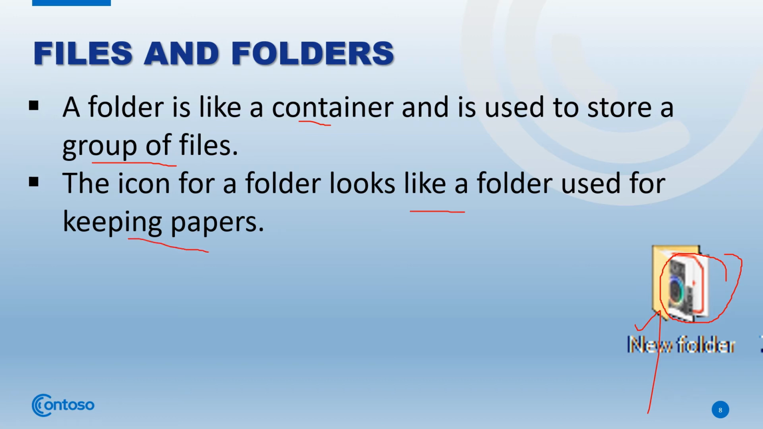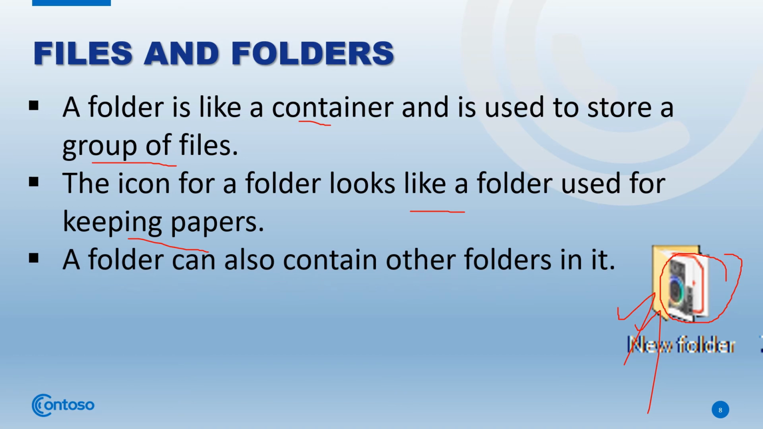Can you see the picture like this? In offices and institutions, they maintain a record, right? They will maintain a folder in which many files are there, staff details or students details, whatever may be. So this is the difference between file and folder. A folder can also contain other folders in it. If you open this folder, you can see other folders inside.